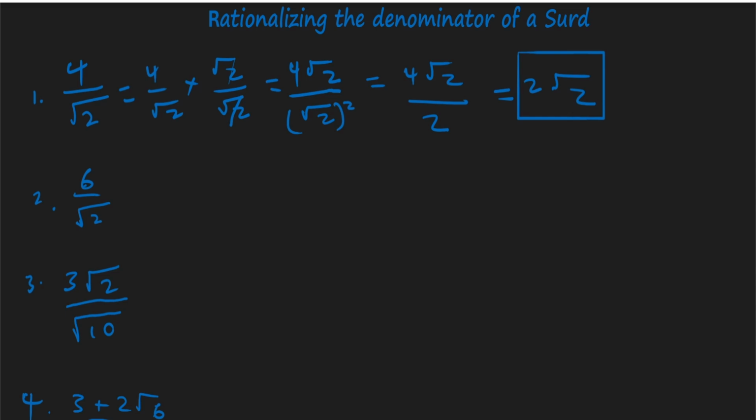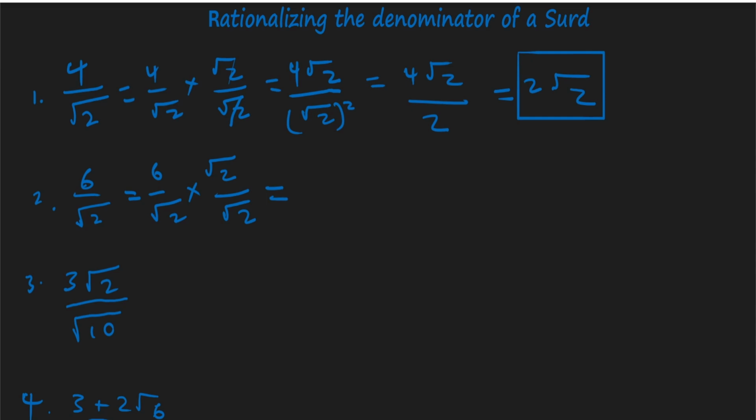Let's try question 2. 6 divided by root 2. And then we multiply this fraction by the denominator, which is root 2. We multiply the top by root 2 and then the bottom also by root 2. As I explained at the top, root 2 divided by root 2 will give us 1. 1 times this fraction is the same as that, so the value hasn't changed. We keep on doing it.